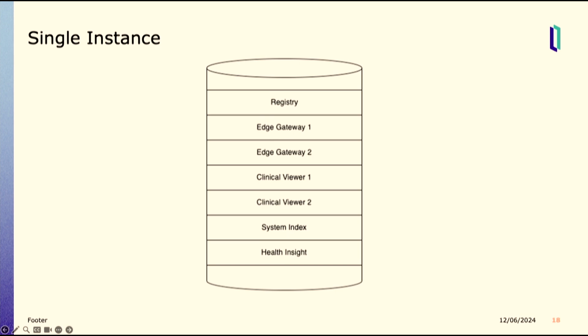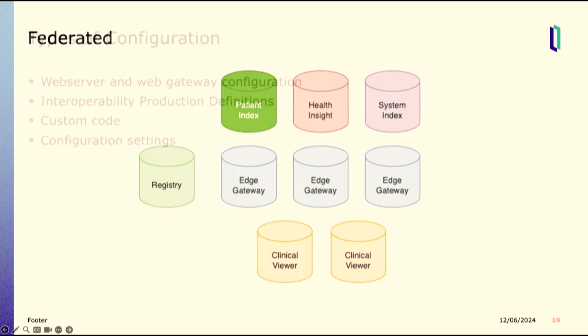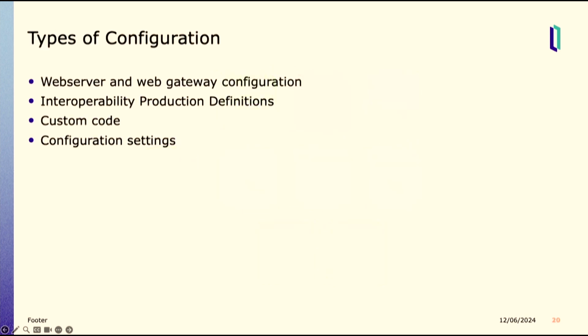So what does a single instance federation look like? It's where you have all your namespaces on a single instance. So this could be a registry, or edge gateways, access gateways, and so on, along with the system index, health insight. You can also have a federated deployment where you have everything on different machines or web servers. So that's a common case when you have much larger systems, helps you scale more horizontally instead of vertically on a single instance.